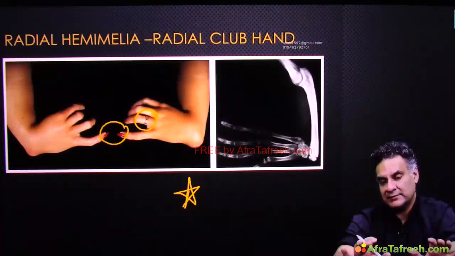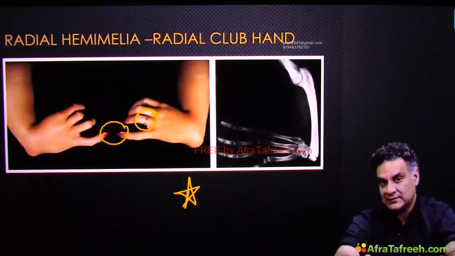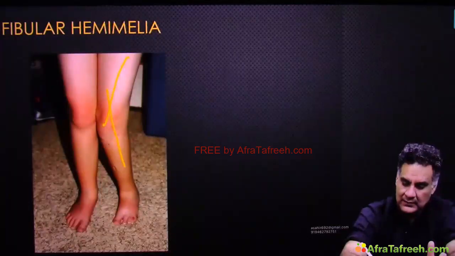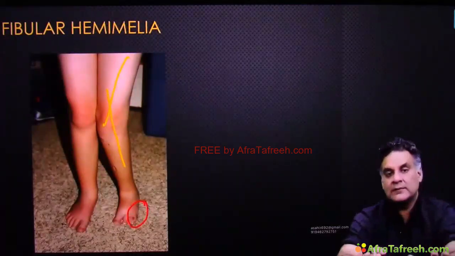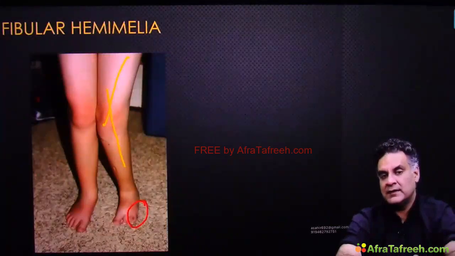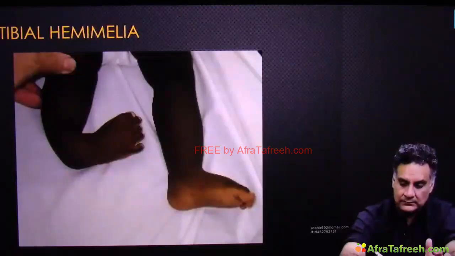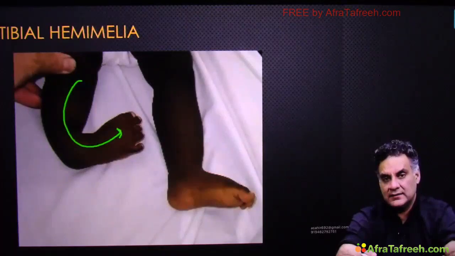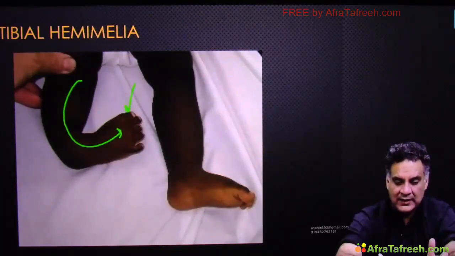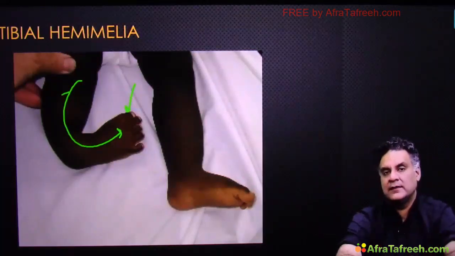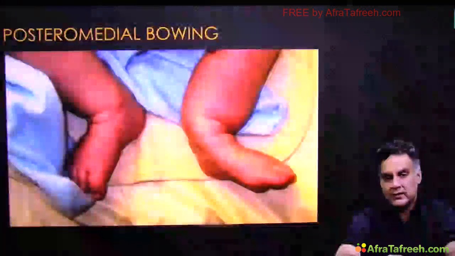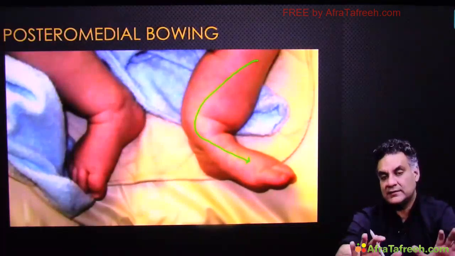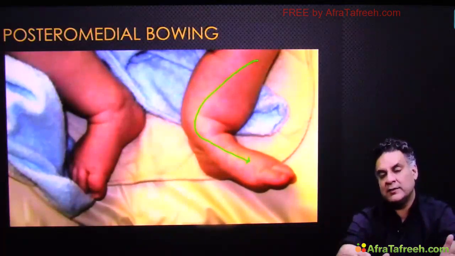Amelia, absent limb. Hemimelia, absent axis. If the fibula is not there, there will be valgus. Look at the 4th and 5th toe, they are smaller. This is the commonest hemimelia. If the tibia is not there, it looks like CTEV, but it isn't. But look, the thumb is small. In CTEV, the leg is not affected. It's also affected here. Tibial hemimelia, a rare one. And sometimes you have a posteromedial bowing, which is actually a self-resolving condition and very common.